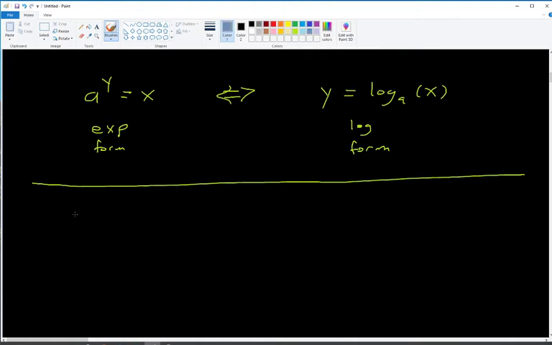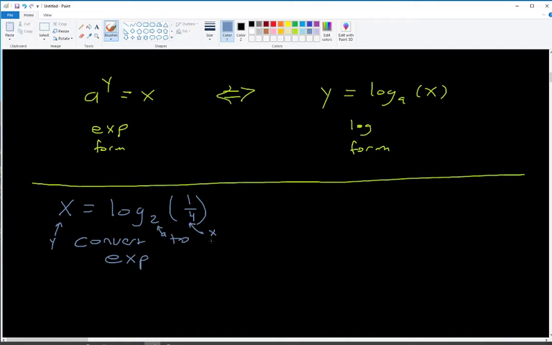So we're going to look at, say we have x equals log base 2 of 1/4, and we want to convert this. This is a logarithmic function, and we want to convert this to exponential. So we need to identify who's acting as what over here. So the x is acting as the y in this equation. The little subscript 2 is acting as the a. And then the thing in parentheses, the 1/4, is acting as the x.